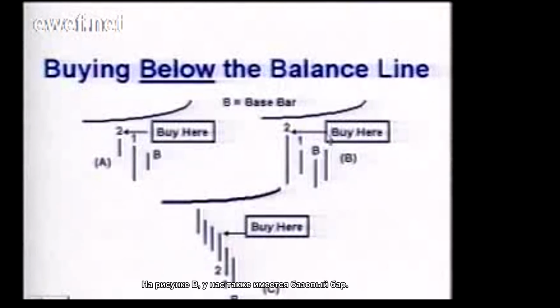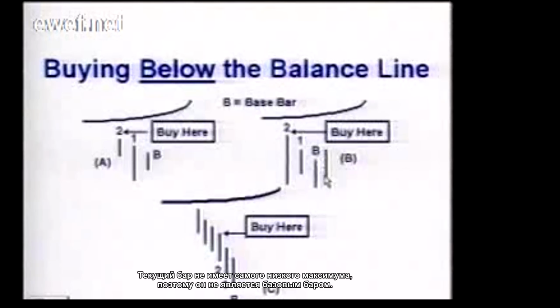On the illustration in B over here, we also have a base bar. Reading from right to left, we have a higher high, which would be our first bar, and then our second higher high would be our signal 1 tick above that. The current bar here is not the lowest high, so it's not the base bar. And remember that the base bar for buying is always the most recent lowest high.